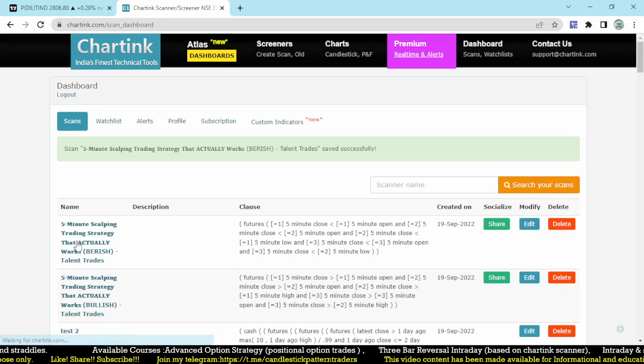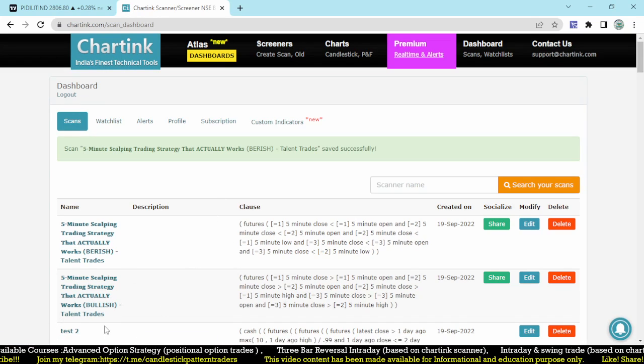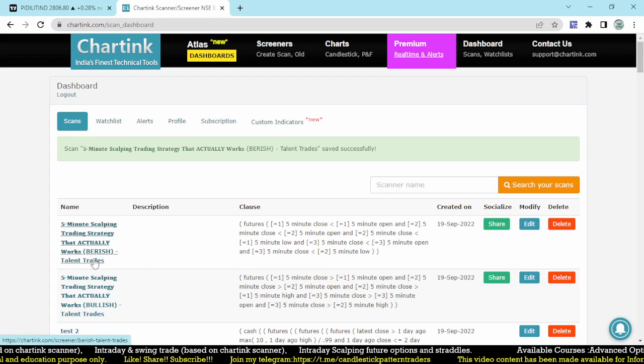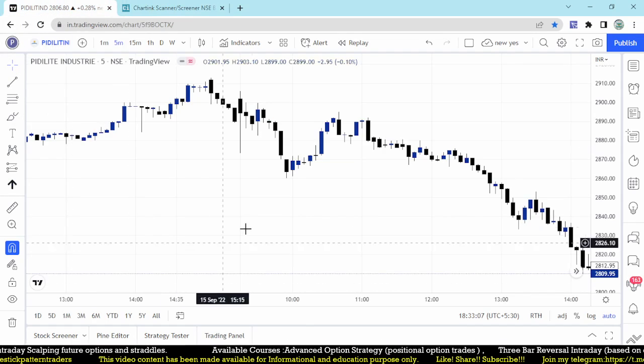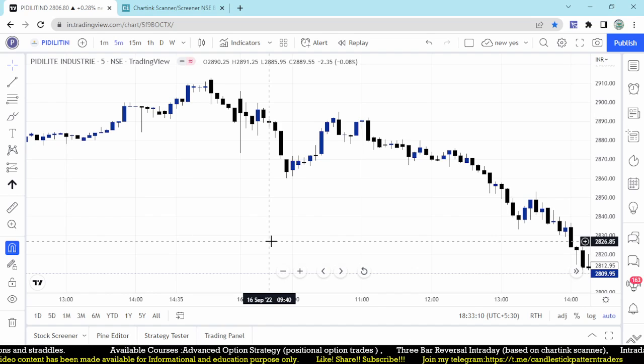So you find there are two scanners: one is bullish, the 5-minute scalping trading strategy that works for bullish, and the second one is the 5-minute scalping that works for bearish trades. These are the two scanners which you are going to make use of. The scanner works in a real market, but you need to act fast. You will get the stocks list by 9:25 to 9:30, so you have to place your orders and you can easily make some profit using the scanner.